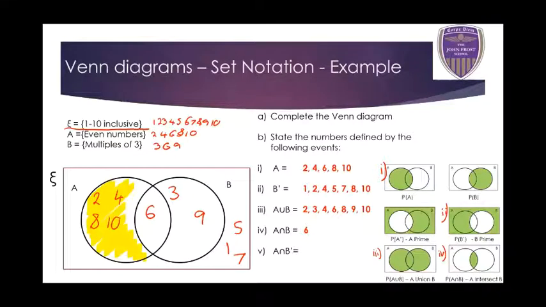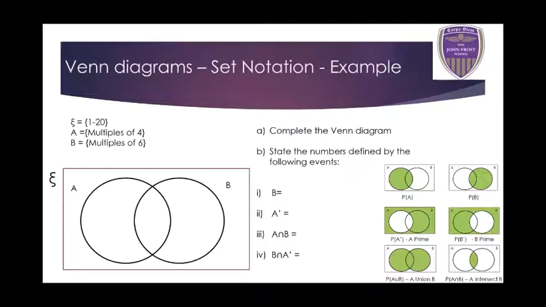Okay, so let's write that as A intercept not B. Okay, and those numbers are 2, 4, 8, and 10. Okay, so that's what we're going to be doing this lesson, is describing numbers or stating numbers defined by events. Okay, let's have a look at another example.